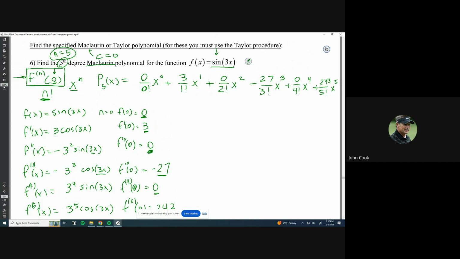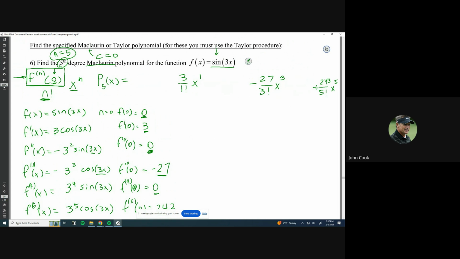But the nice thing about this is that anytime I have this 0 in the numerator, that's just going to be 0 overall. So I can just eliminate those terms. So all the even terms, it looks like. And then we get this nice polynomial approximation. That's a fifth degree polynomial, and it'll look pretty close to sine of 3x.